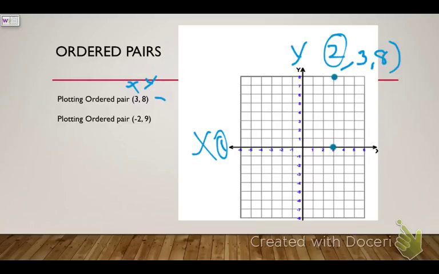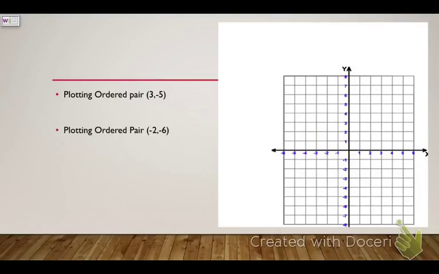3, 8. All right? And then the next one, negative 2, 9. Here's negative 2, 9, ladies and gentlemen. Negative 2. You're going to go to negative 2 right there. And it's a positive 9, so you're going to go all the way up. Now, I don't have 9 on this grid, but it would be up about right there. Maybe that's a little too high, but it's close. Negative 2, 9. That's the ordered pair, right there. All right? Let's keep moving. I don't want to take too much time. I yap too much the way it is. There we go, ladies and gentlemen.